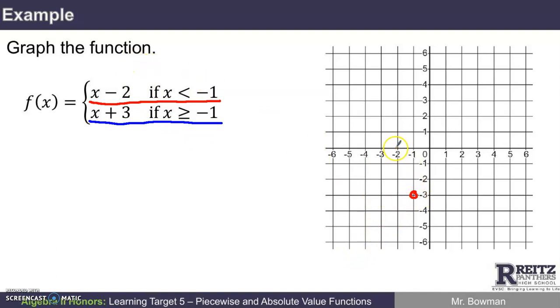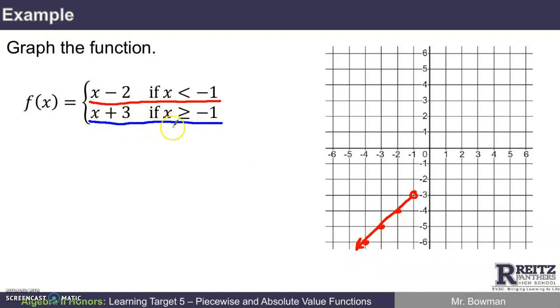So let me work my way back. When x is negative 2, negative 2 minus 2 is negative 4. So I need y equals negative 4 there. When x is negative 3, negative 3 minus 2 is negative 5. You see what's happening here, don't you? When x is negative 4, negative 4 minus 2 is negative 6. So half of my graph should almost be this part of a line. I didn't draw it too well there, but you get the idea, don't you?